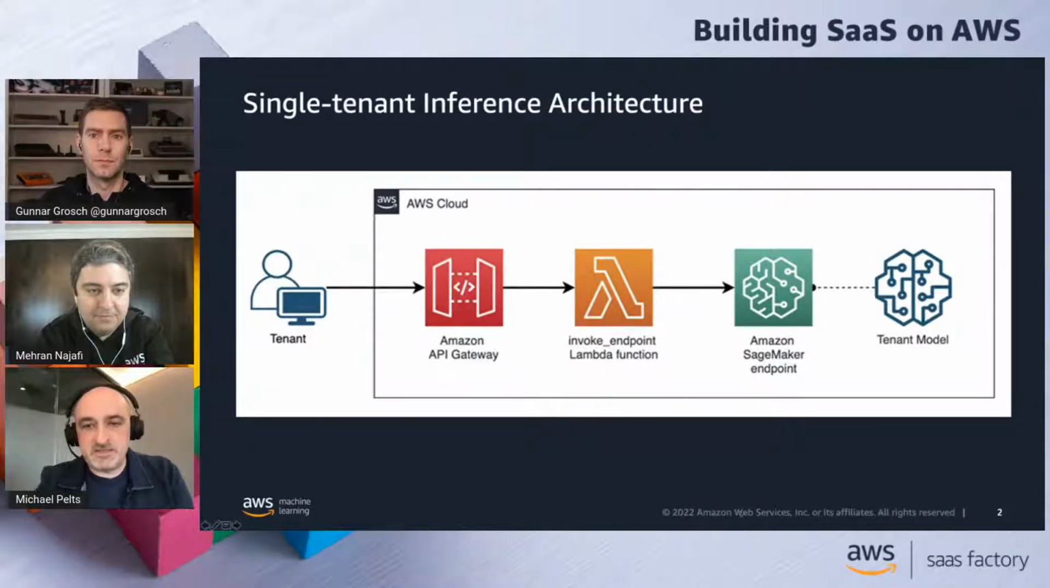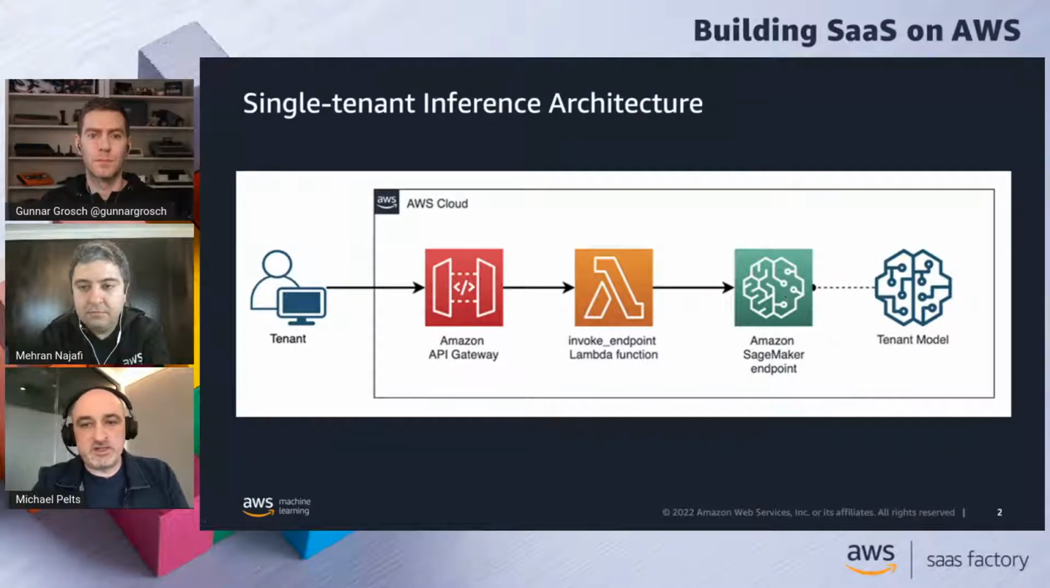Here on the slide, you see a sample serverless inference architecture just for one single tenant. So in this implementation, we have an API gateway triggered by end user request to do an inference. It triggers a Lambda, and the Lambda calls the inference API exposed by SageMaker endpoint. So this is just for one tenant.